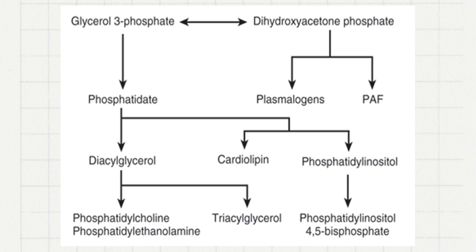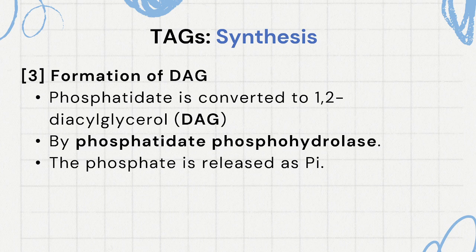This is phosphatidate, synthesized from glycerol 3-phosphate. As you can see, phosphatidate here is a parent molecule for diacylglycerol, for cardiolipin, and phosphatidylglycerol, which will, in their turn, give rise to phosphatidylcholine, phosphatidylethanolamine, triacylglycerol, and phosphatidylinositol 4,5-bisphosphate. So phosphatidate is a parent molecule for all of these phospholipids and glycerolipids.